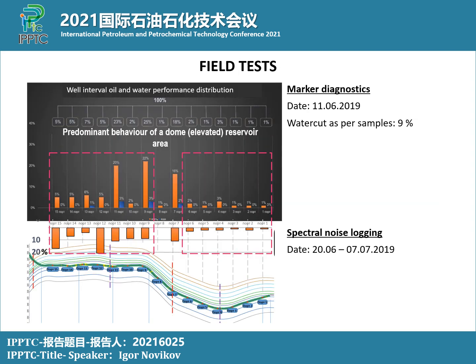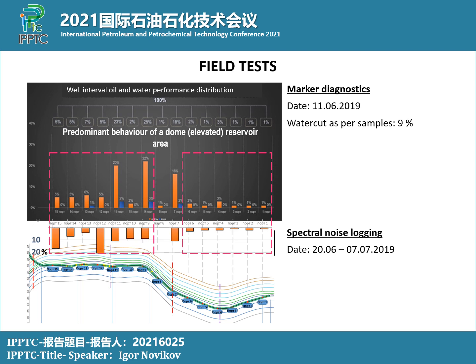So for this well, the field test was done. As you can see, it was done together with spectral noise logging. We install markers in the well, get the information from the laboratory, and then compare this result with the spectral noise logging. As you can see, the difference between taking the samples and running PLT is around 1 or 2 weeks. And in general, the correlation is quite good.